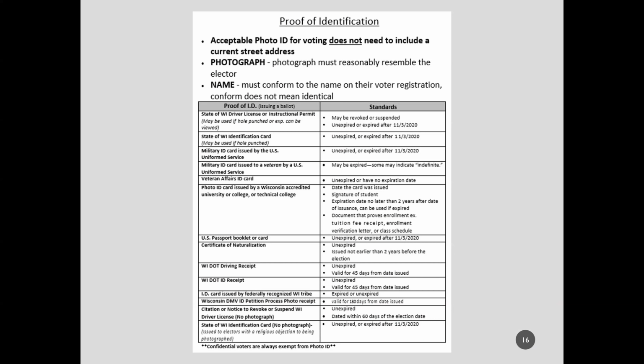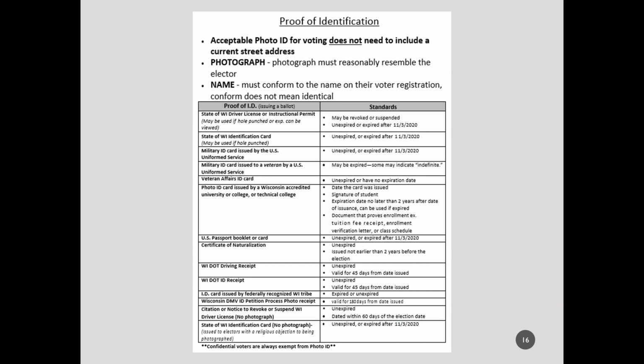Photo ID cards issued by a Wisconsin accredited university or college or technical college. The date that the card was issued must be on there, the signature of the student, and it must expire no later than 2 years from date of issuance. A document that provides enrollment, such as a tuition fee receipt, enrollment verification letter, or class schedule must also be shown for proof of identification.